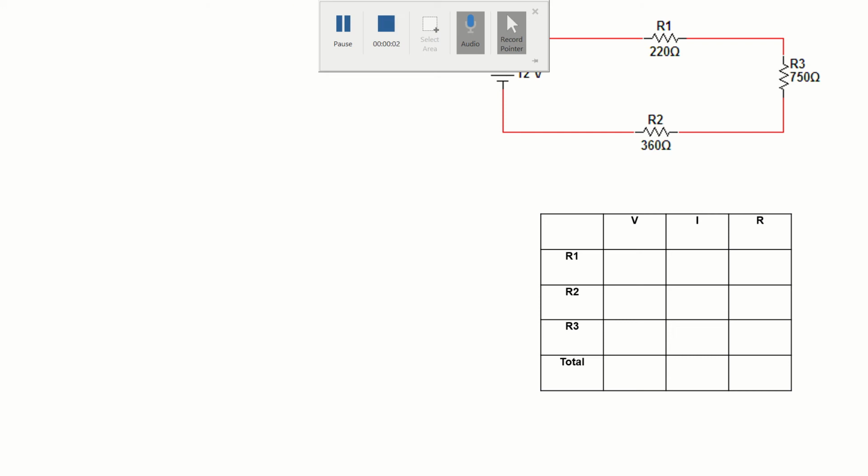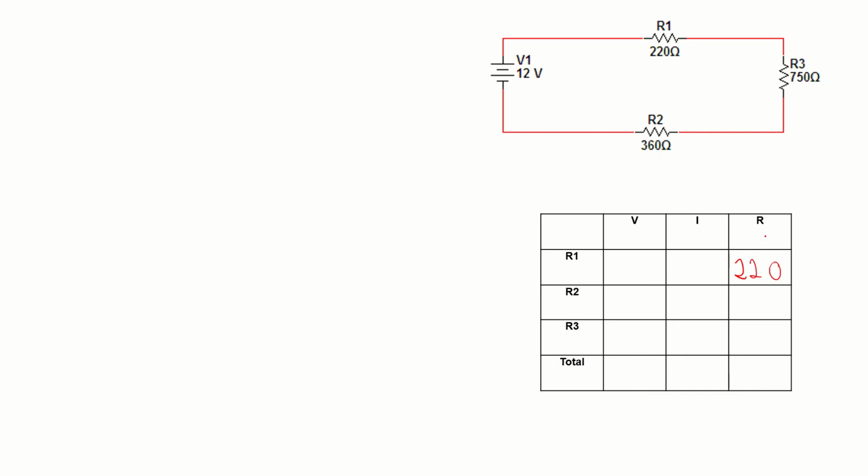All right, I'm going to go over how to fill in that chart, basically how to find all of the information on these different, on a series and a parallel circuit. So for the resistance, we can put them in right away. I know that R1 is 220, R2 is 360, R3 is 750.